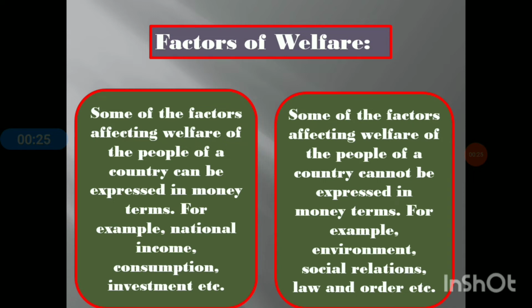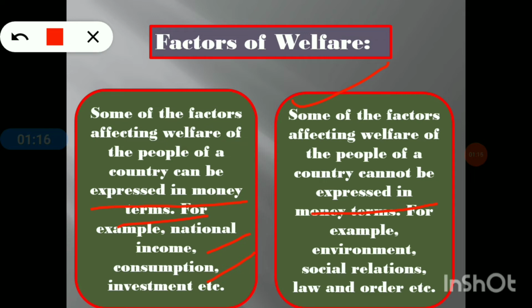So some of the factors affecting the welfare of the people of a country can be expressed in monetary terms. Okay, for example the national income, consumption, investment level, all can be expressed in monetary terms, and it affects the welfare of the people of a country. And now going to the second, that is, some of the factors affecting the welfare of the people of a country cannot be expressed in monetary terms. For example, environment, social relations, law and order, etc. So some factors can be expressed in monetary terms and some factors cannot be expressed in monetary terms, but both are the factors of welfare, okay.